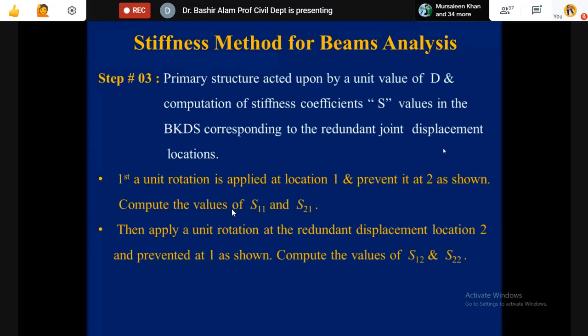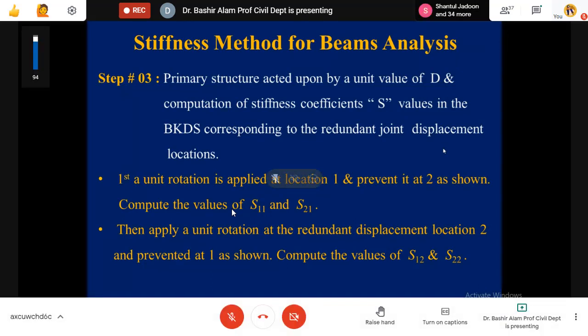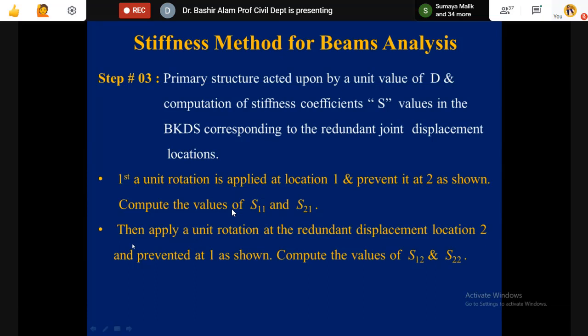Primary structure acted upon by a unit value of D and computation of stiffness coefficients, which will be S values in the basic kinematic determinant structure corresponding to the redundant joint displacement locations. First, a unit rotation is applied at location 1 and prevented at 2, as shown. Then we compute the values of S11 and S21. Then a unit rotation at the redundant displacement location 2 is applied and prevented at 1, as shown, and we compute the values of S12 and S22.